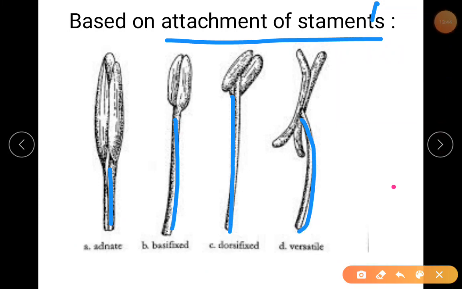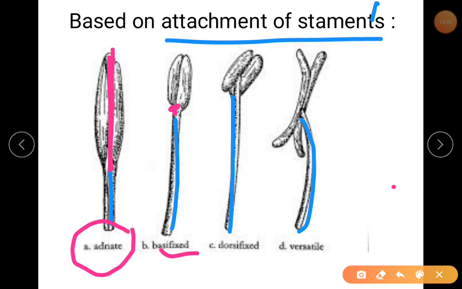Okay, now coming to your portion. Based on the terms, they've given the first one adnate, meaning to say it is running along the two bilobed structure, the anthers. Okay, along the anther. Basifixed, it is stopped here. So at the base of the anther, it is connected. Adnate along or across the anther. Okay, basifixed, at the base of the anther there is the connection.